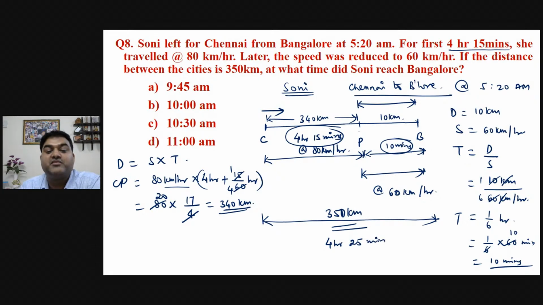Now what time did they start? They started at 5:20 in the morning, right? So 5 hours 20 minutes in the morning. Just add these two: 20 and 25 is 45, and this is 9. So 45 minutes past 9 o'clock, that is 9:45 in the morning, the person will reach. Sony would have reached. So option A is the right answer.